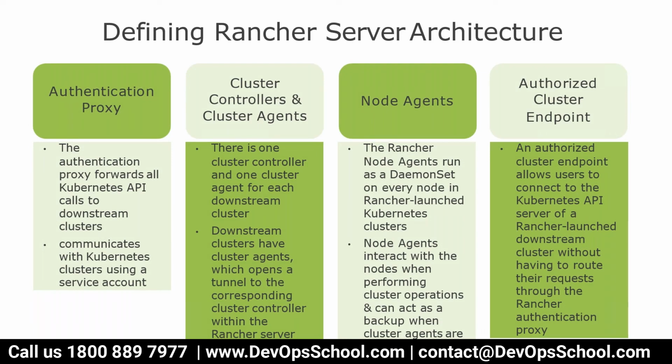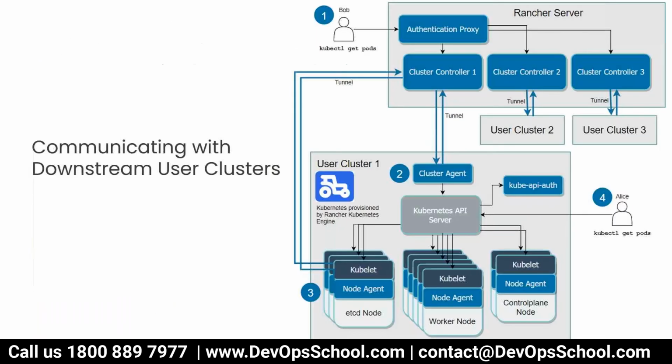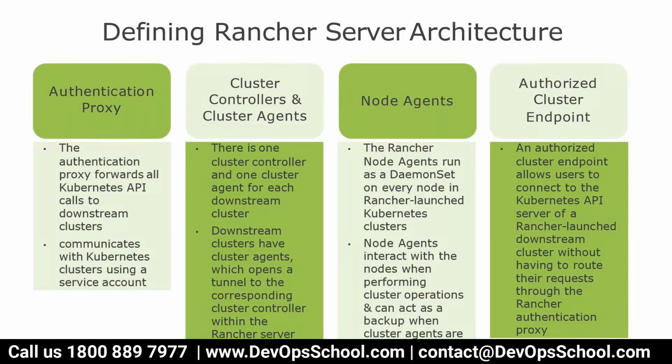Now, third thing, which we have is the node agent. If you look at the image here, the last one, the downstream user cluster, each downstream user cluster runs on multiple nodes. So here each node has a kubelet, right? And here you have a node agent also. Let's understand that. The Rancher node agent runs as a daemon set. I repeat, this Rancher node agent runs as a daemon set on every node in a Rancher launched Kubernetes cluster.